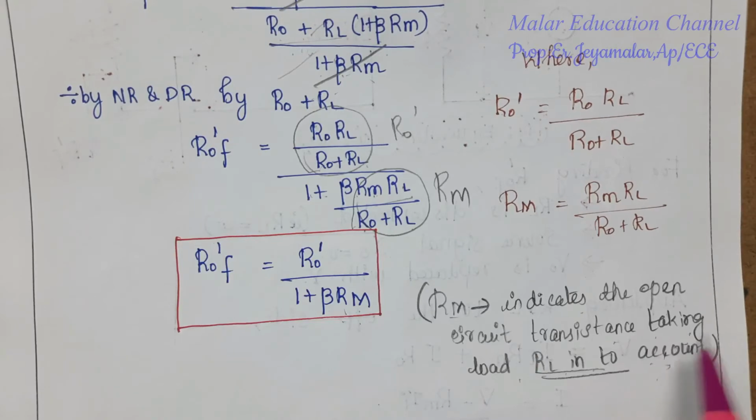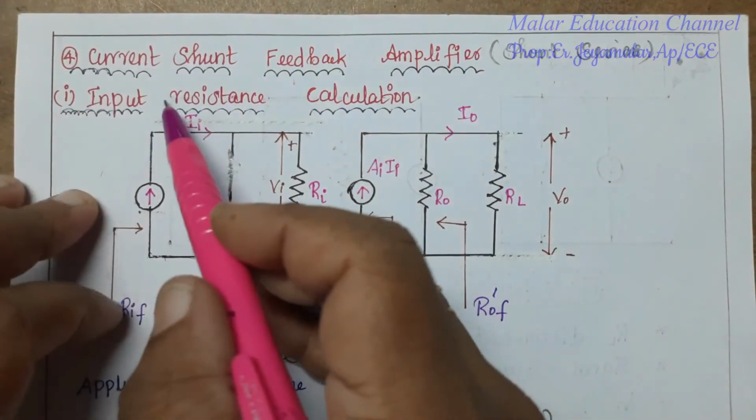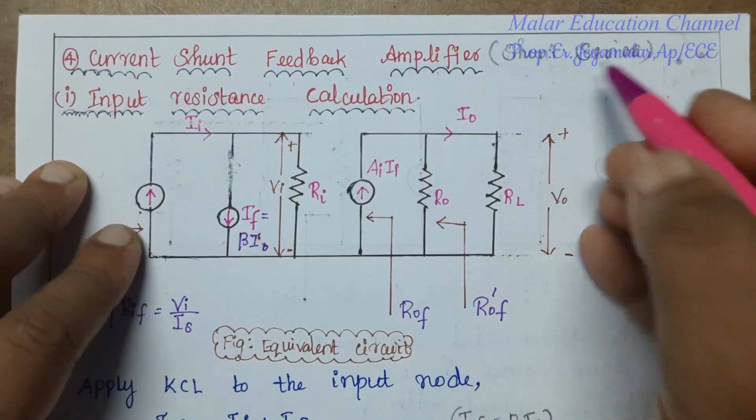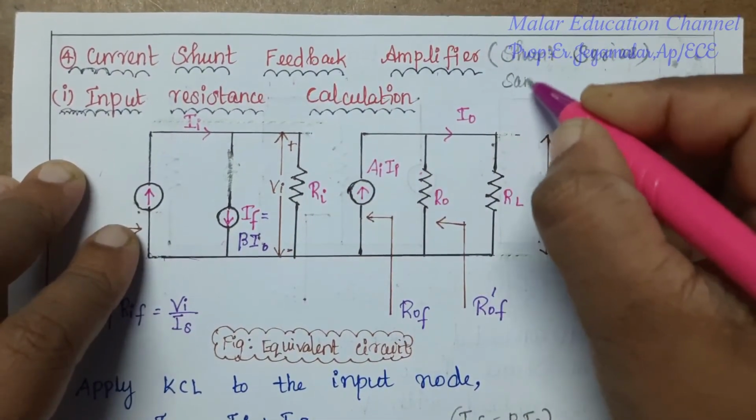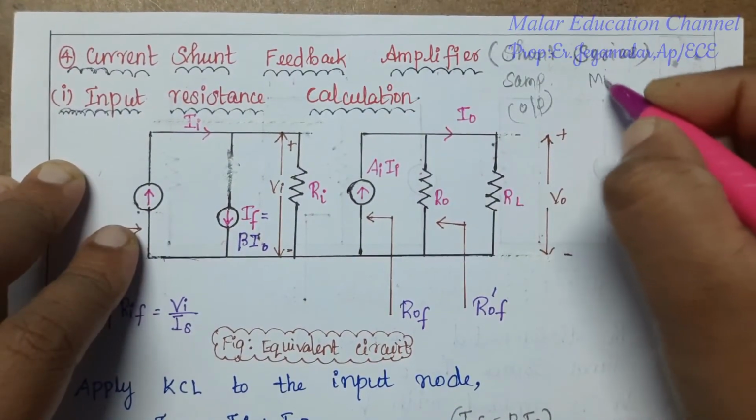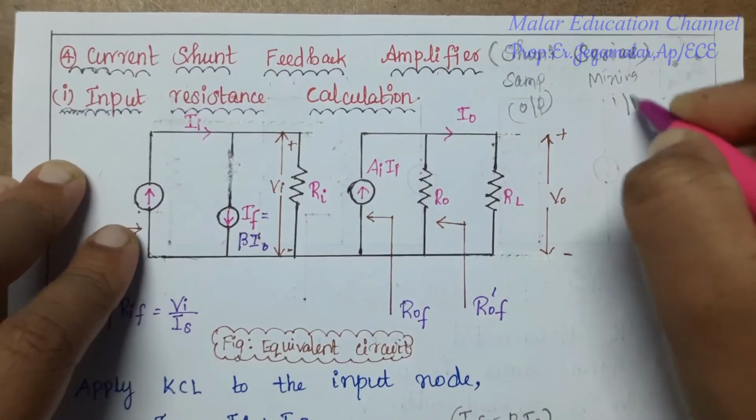Move to the next one. The final one is the current shunt feedback amplifier. Here it is shunt series. Shunt is for sampling. Sampling means the output section. Series is for the mixing circuit. Mixing is for the input section.